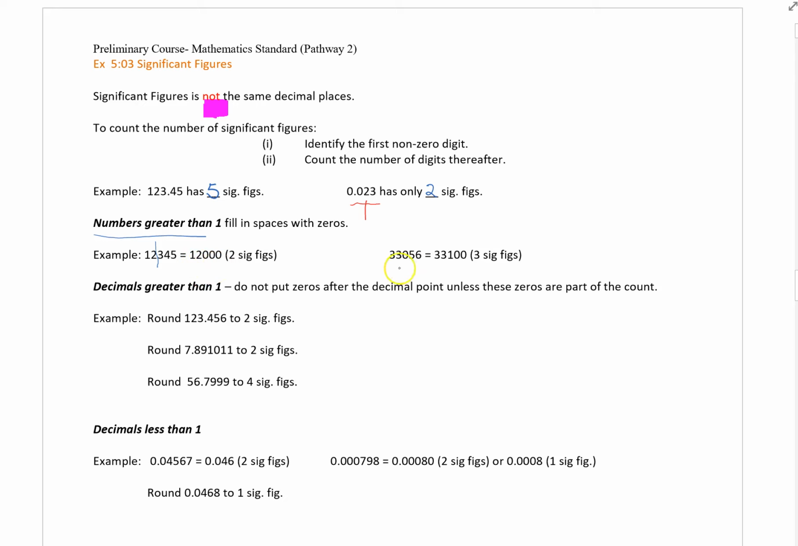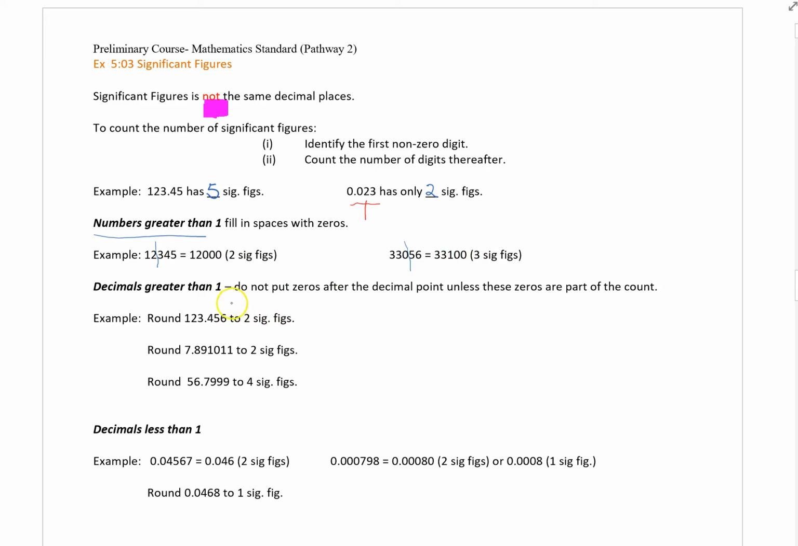In a similar way, 33,056 rounded to 3 sig figs means I'm going to cut it off here. Now the 5 will impact on the 0 this time because, like with all rounding techniques, we need to look at the first digit that you're cutting off. When it's 5 or more, we round the digit in front of it up, so it becomes 331, replacing the digits with zeros.